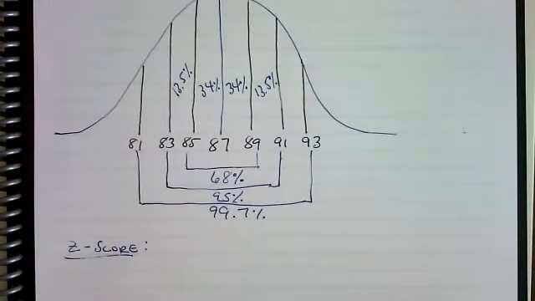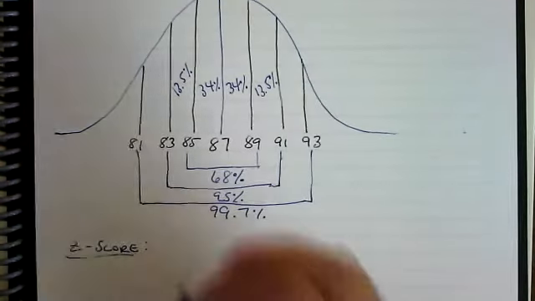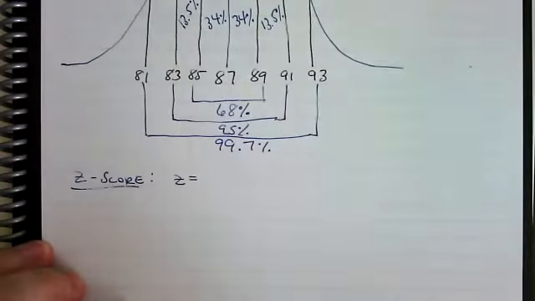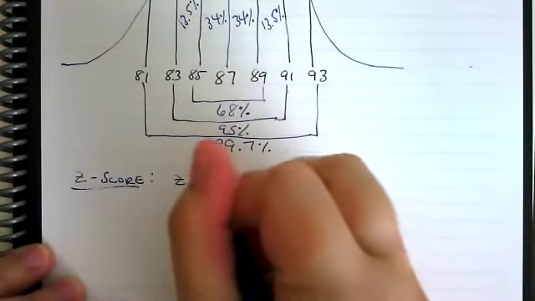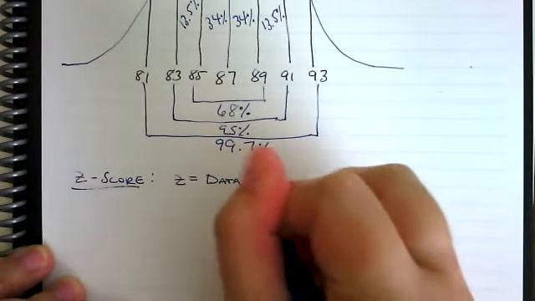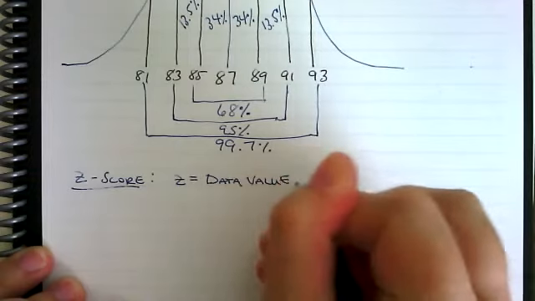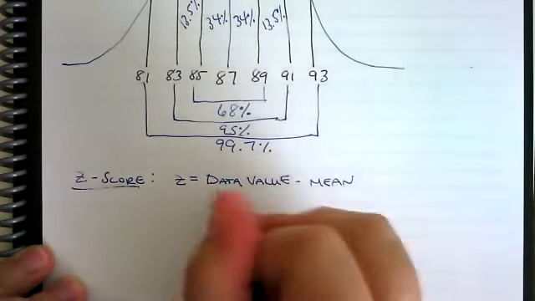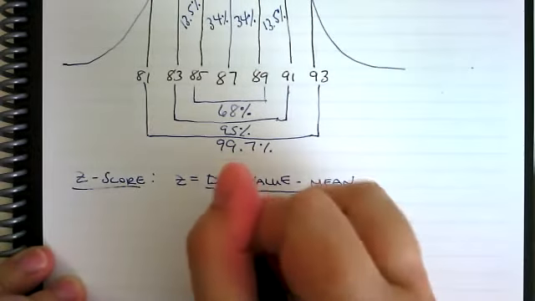Okay, so to find your z-score, there's a formula for it. It's just z equals the data value minus the mean, and then divided by the standard deviation.